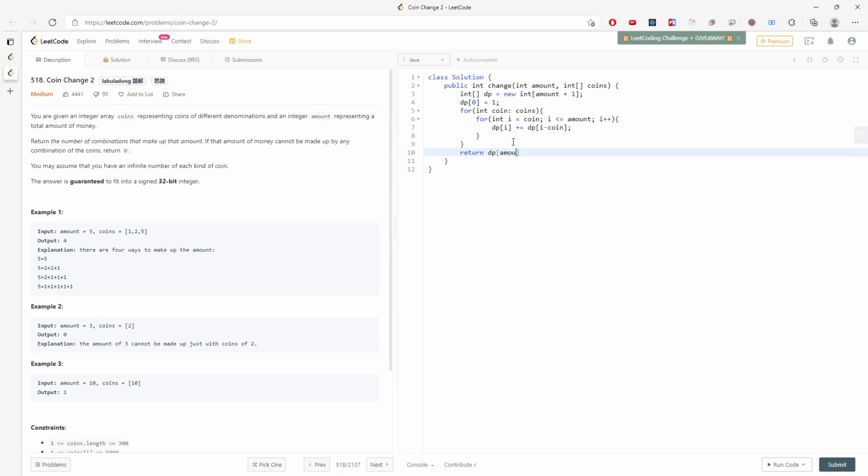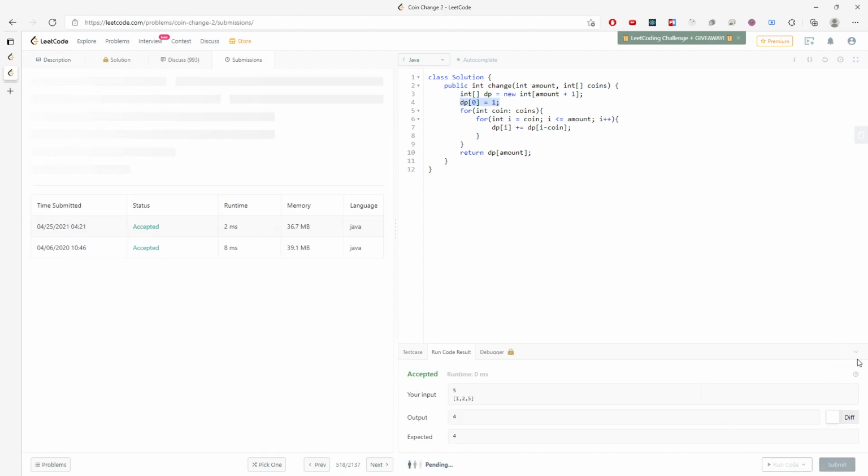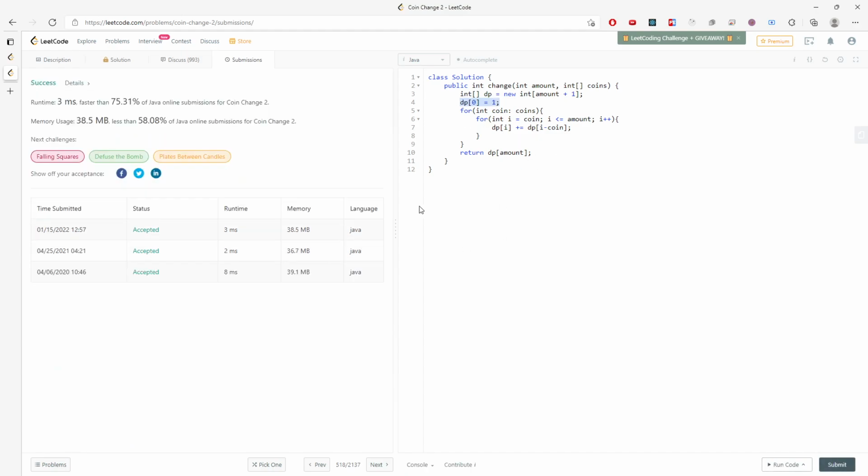So just return dp[amount], because we initialized dp[0] to 1. We need to know that index 0 is the default value, and this will be the solution. This is a little bit hard to follow in logic, but once you understand it, you will be able to solve it very quickly.